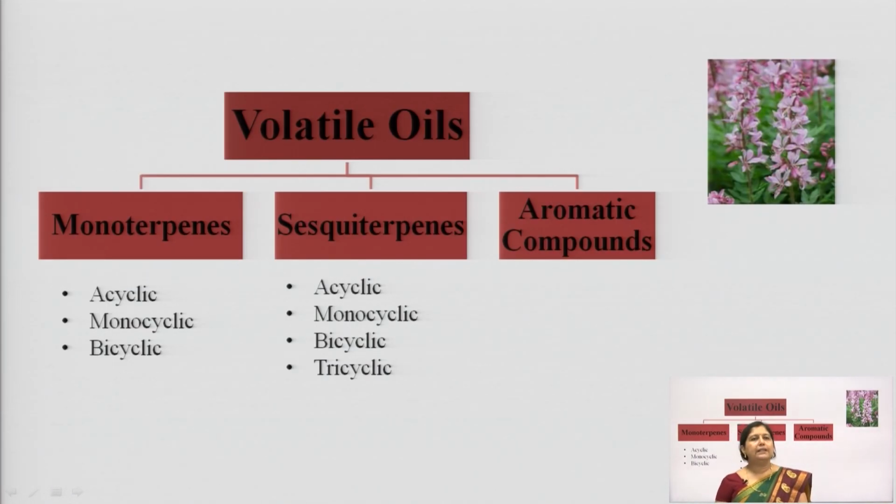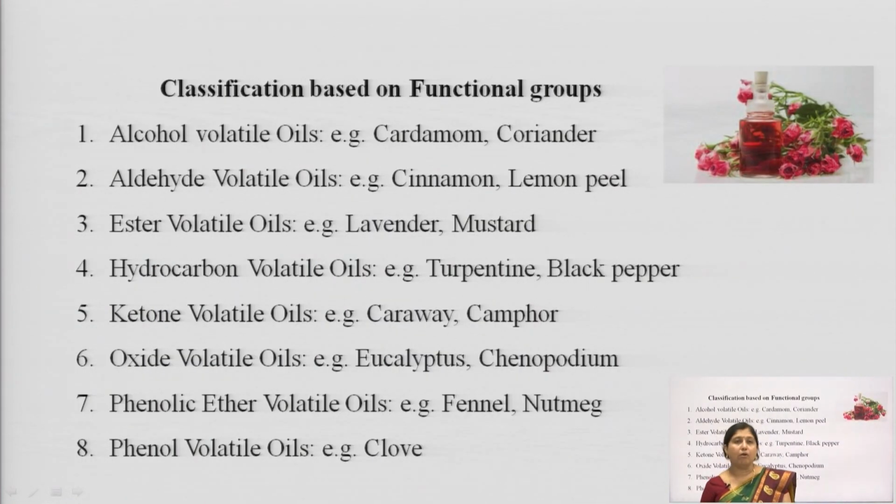So, volatile oils, if we talk about the monoterpenes, that is C10, can exist as acyclic compounds, monocyclic compounds or bicyclic compounds. Sesquiterpenes can again exist as acyclic, monocyclic, bicyclic and tricyclic compounds, and the third category is certain aromatic compounds as well, which fall in the category of volatile oils.